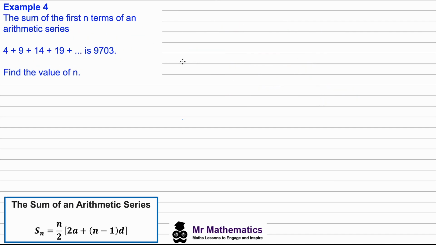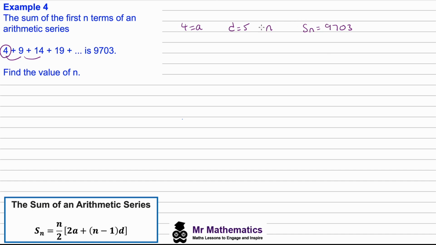Okay, so finally, for example 4, we're told that the sum of the first n terms of 4, 9, 14, and 19 is 9,703. And we've been asked to work out the value of n. So the first thing we can do is note that 4 is our value for A. The difference is a constant 5, and we've been asked to work out n. And the sum of the first n terms is 9,703.